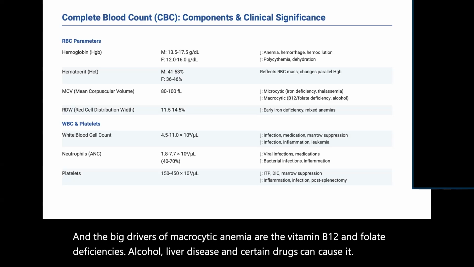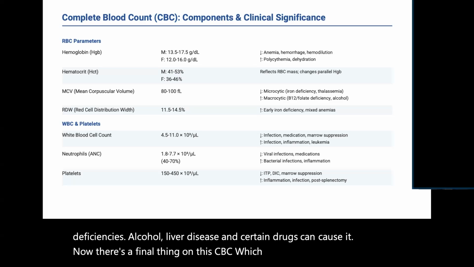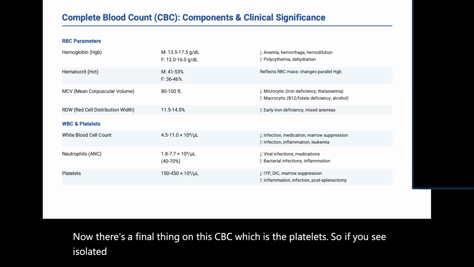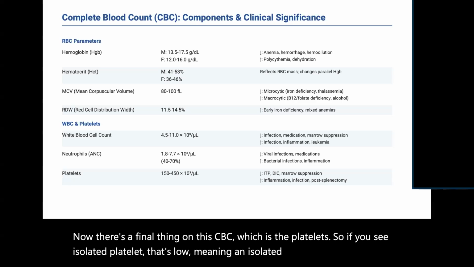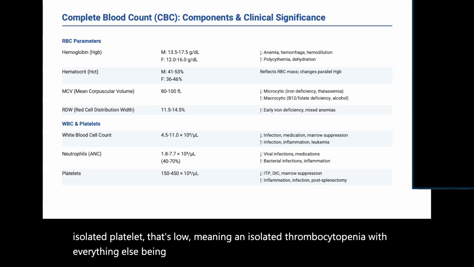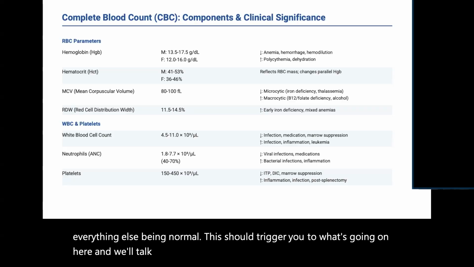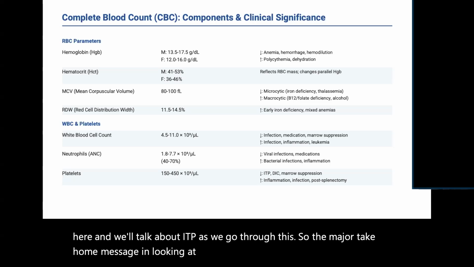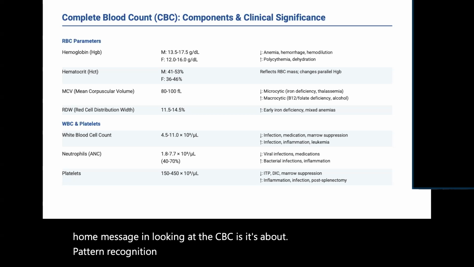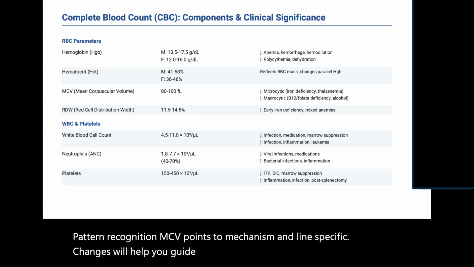Now, there's a final thing on this CBC, which is the platelets. So if you see an isolated low platelet count, meaning an isolated thrombocytopenia, with everything else being normal, this should trigger you to think about what's going on here, and we'll talk about ITP as we go through this. So the major take-home message in looking at the CBC is it's about pattern recognition. MCV points to mechanism, and line-specific changes will help you guide your differentials.